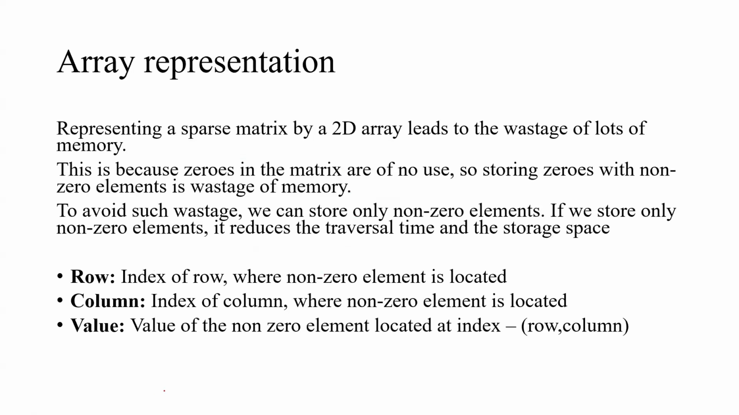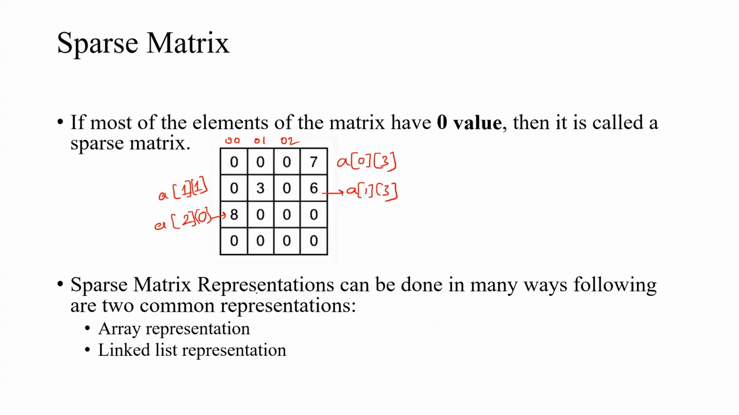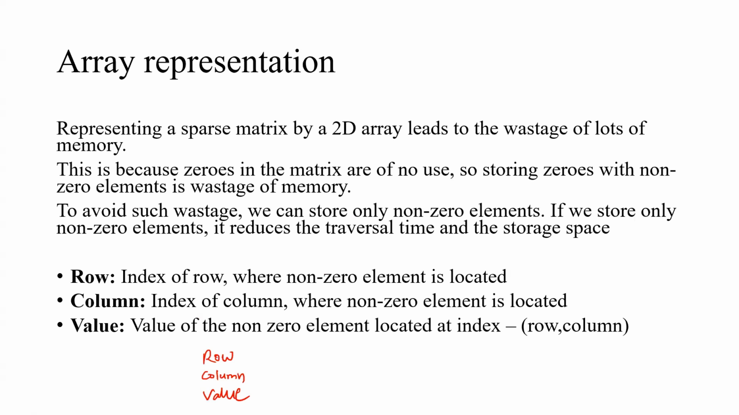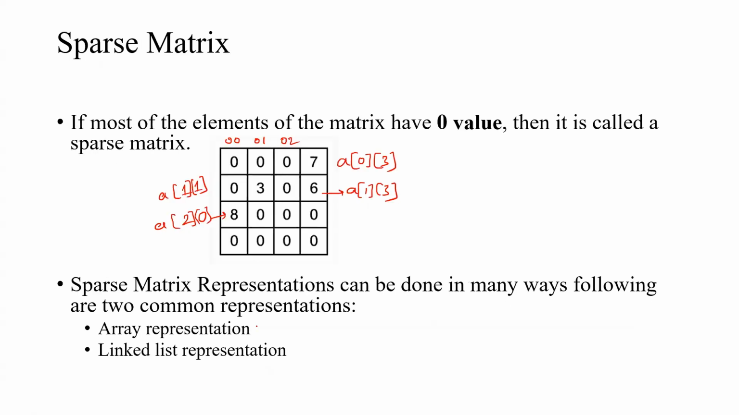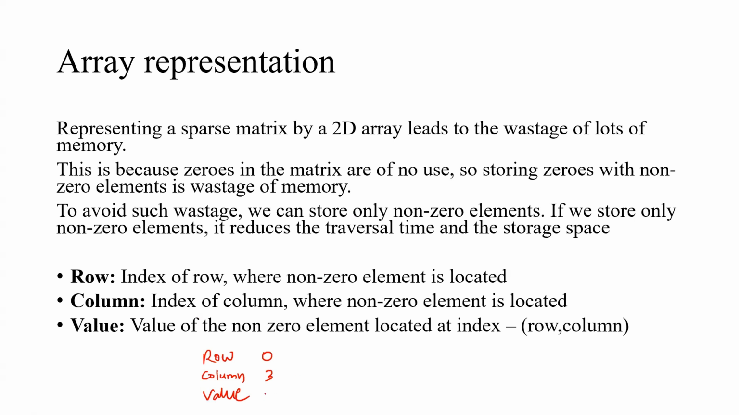Here we will make a table in which I will write the row index, the column index, and the value present at that row index and column index. The first value from this matrix is 0, 3, which means 0 is the row index, 3 is the column index, and the value present at A of 0, 3 is 7.